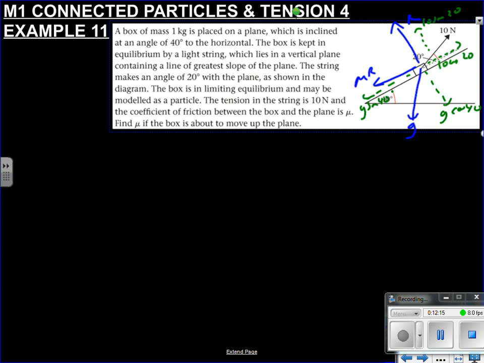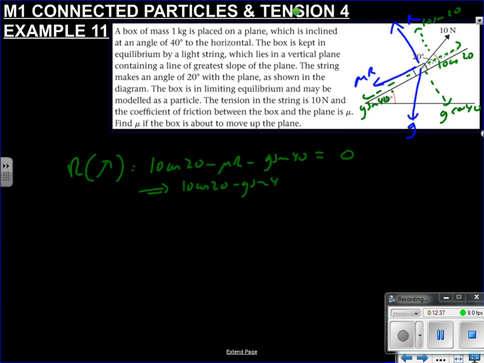And now we can solve this problem, can't we? So if we resolve up the slope, we've got 10 cos 20 trying to go up. We've got mu R opposing it, and we've got g sine 40 opposing it. So that equals 0. We're trying to find mu, remember. So let's rearrange, get what it is that we want first. So I've moved that over. Then we can divide by our R to get mu, which we don't know yet. So mu will equal, we leave that blank.